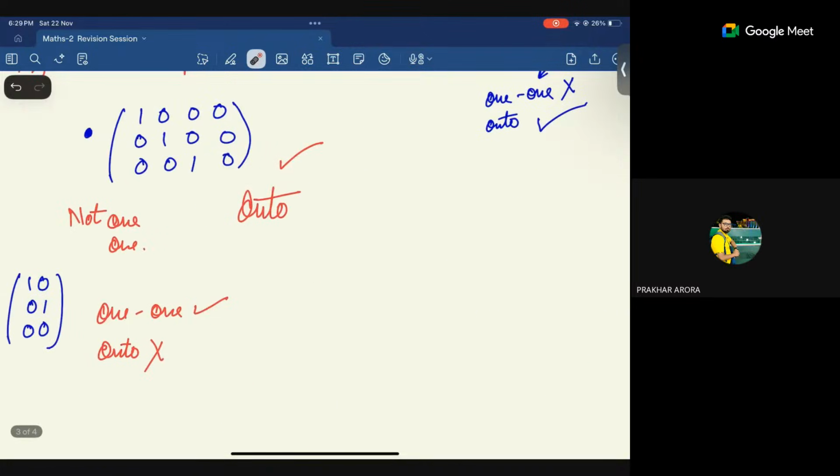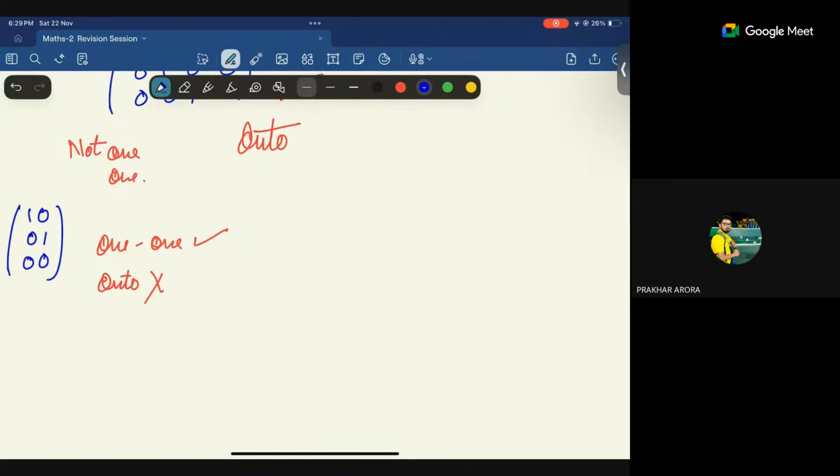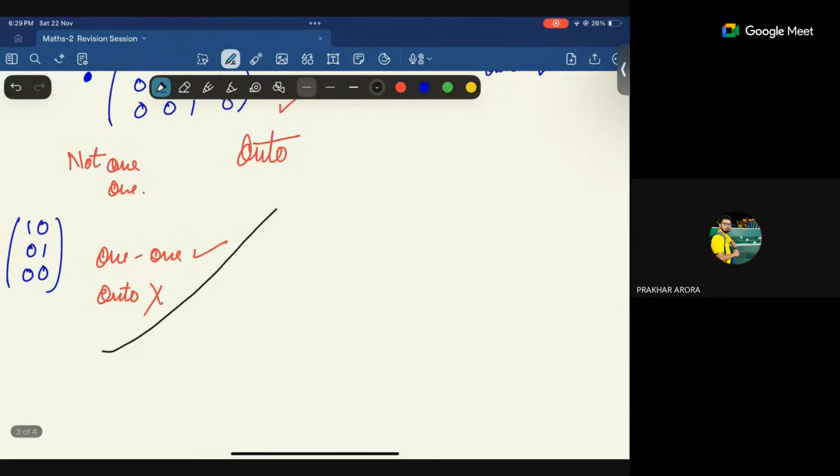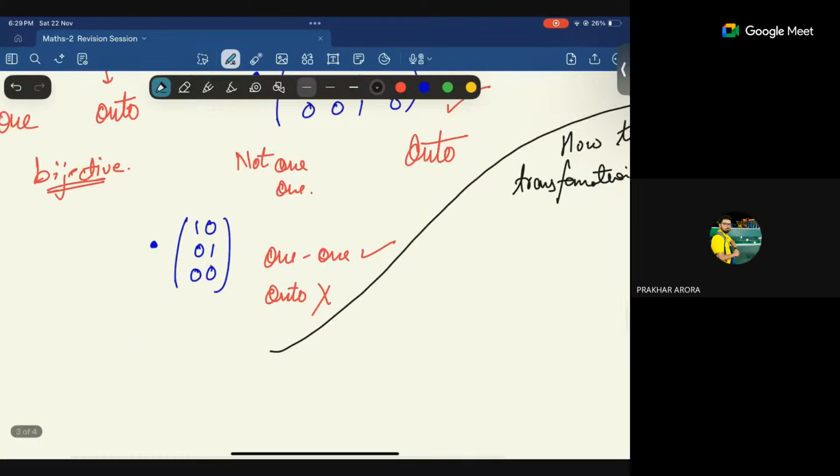One last discussion that I want to do from this week is how to find matrix of transformation. Yes, Riyan, sorry, I did miss this thing. Yeah, sorry. Thank you, thank you.